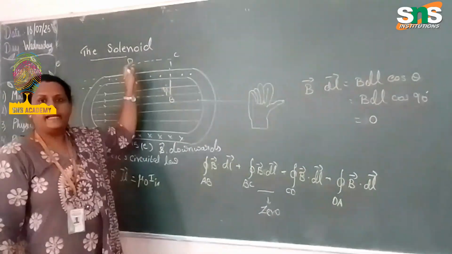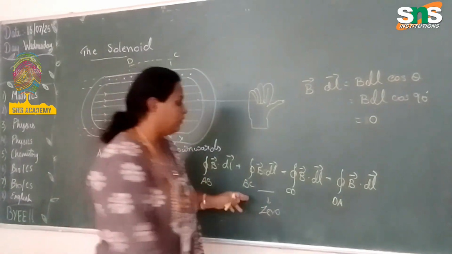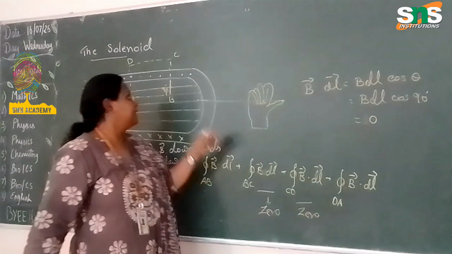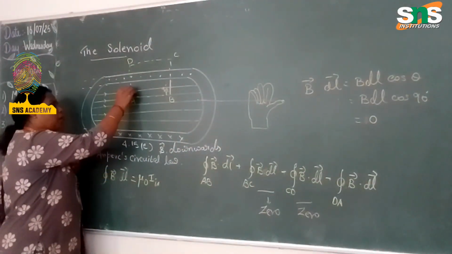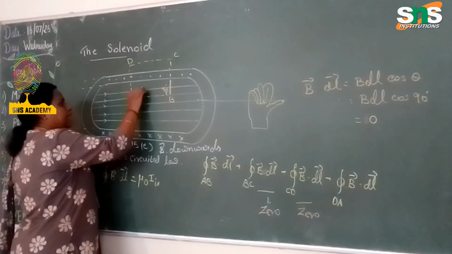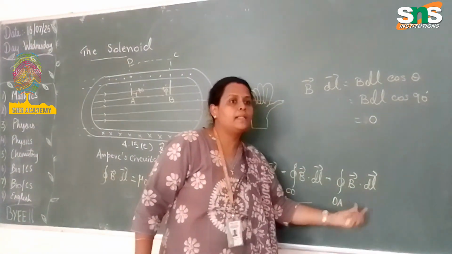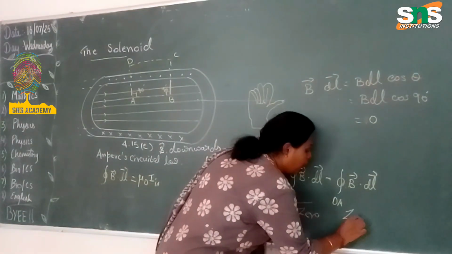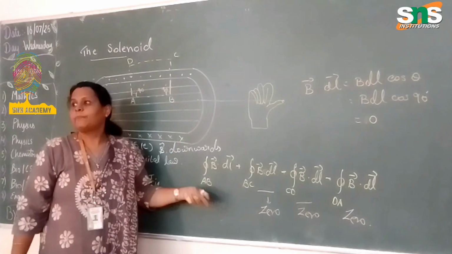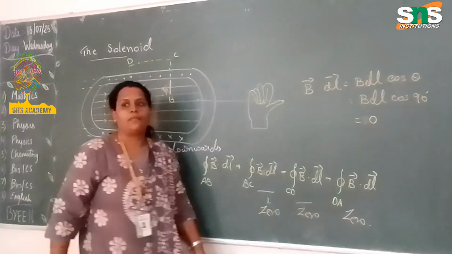What about CD? Outside the surface there is no magnetic field, so it will become 0. Then what is DA? Again, if you consider a small current element dl, it will be normal, that is 90 degrees. So B dl cos 90 degrees, this term will also have a value of 0. Only the remaining one I have left for discussion, so we have to work it out.